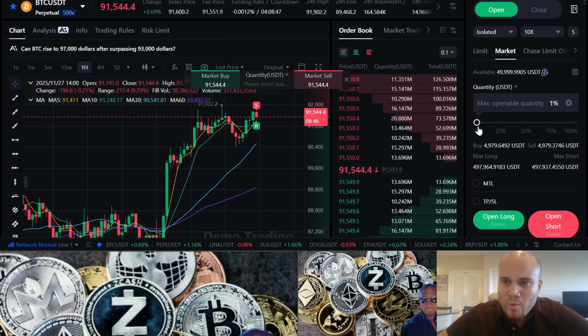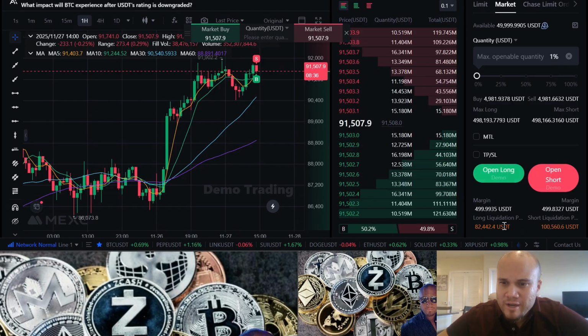So we've got to figure out what we want to do for a trade here. Okay. I'm just going to use 1% of the account. 1% of 50,000 is almost $500 here. So the margin for this trade is going to be roughly $499. I couldn't really get $500 there, but that's fine.